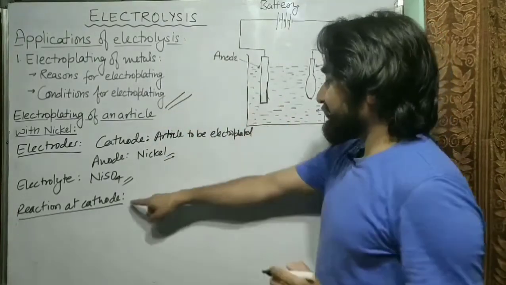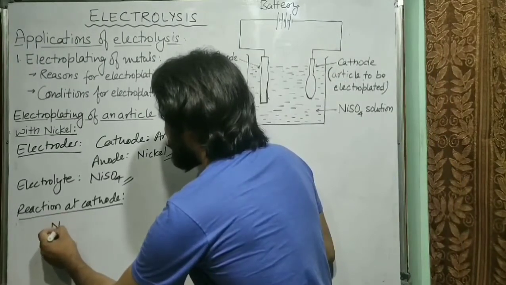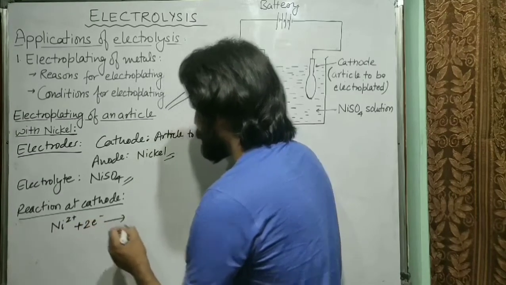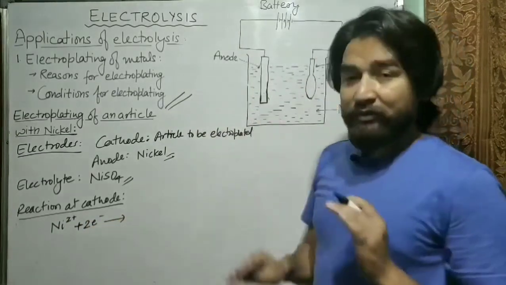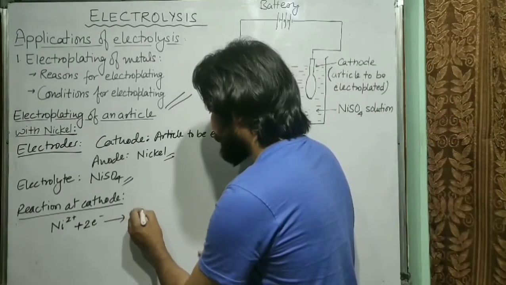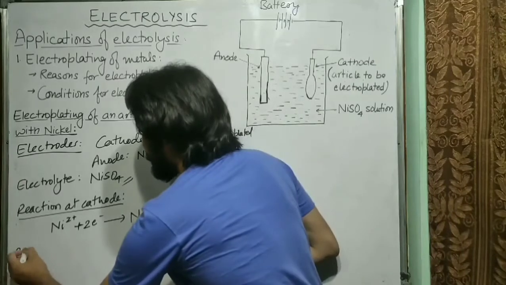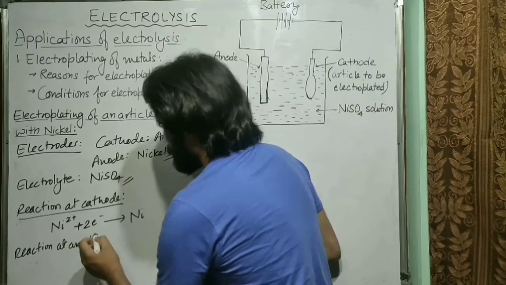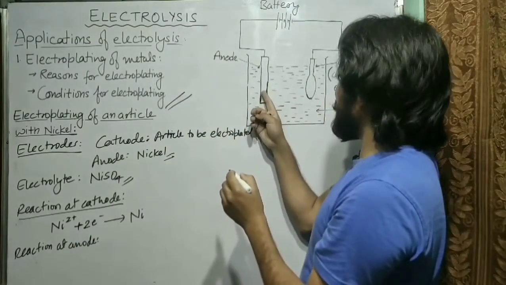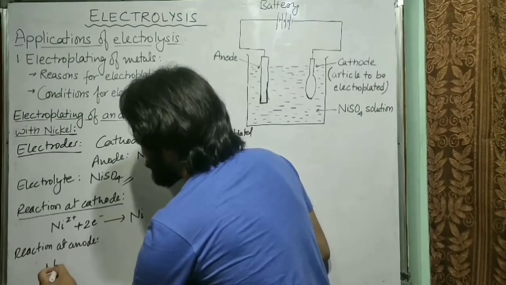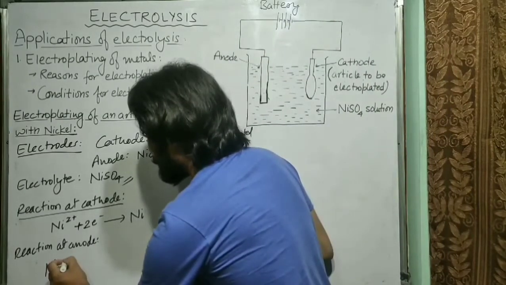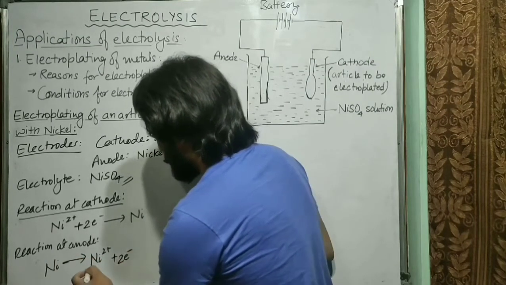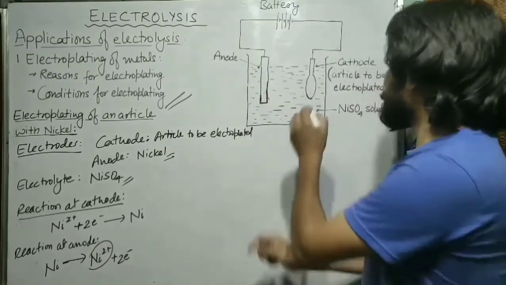So what will happen at the cathode? The nickel ion will migrate towards the cathode, gaining 2 electrons, because nickel is to be deposited on the cathode, so it will become nickel. And what is the reaction at the anode? Because nickel will migrate from anode to cathode, nickel is present at the anode. Nickel will undergo oxidation and form Ni2+ ions, and these Ni2+ ions will migrate towards the cathode.